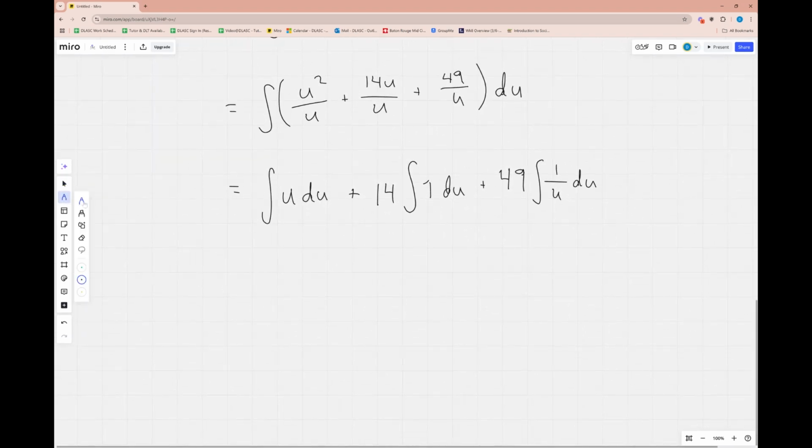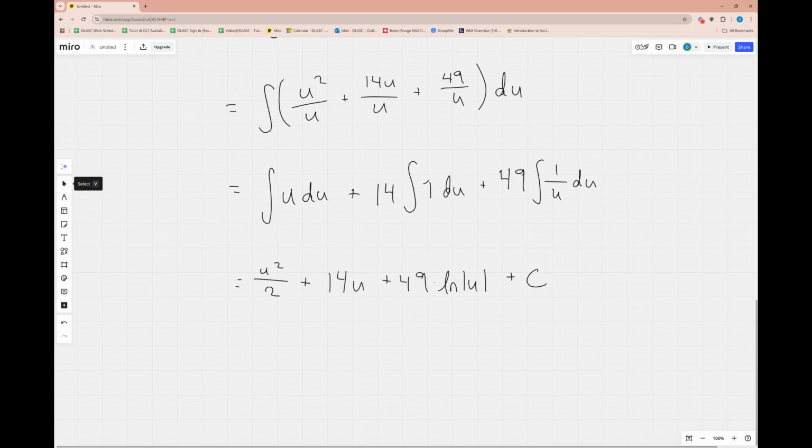So let's go ahead and wrap it up. We got the integral of u is going to be u squared over 2, right? This integral in the middle is going to be 14u. Then finally, we're going to have plus 49 times the natural log of the absolute value of u, and we can't forget our plus c, right? Okay, so now we've integrated in terms of u.